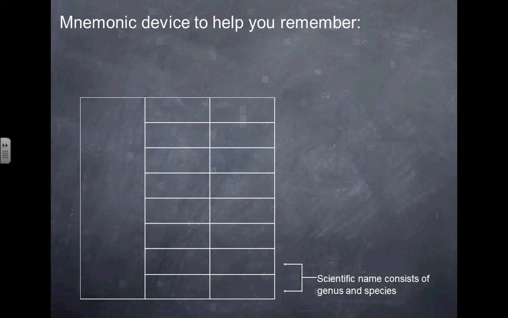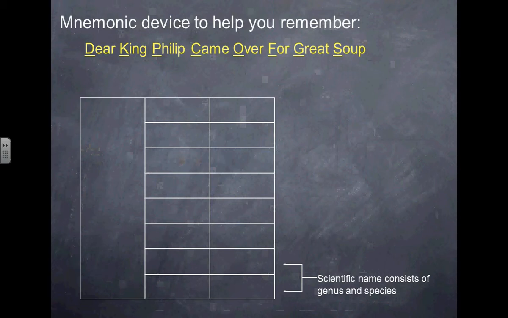Now I'm going to give you ways to remember these groups from domain down to species. You have to memorize them in the proper order. There are two sentences you could use. One is, Dear King Philip came over for great soup. If you can remember that sentence, you can remember the order of these groups: domain, kingdom, phylum, class, order, family, genus, species.